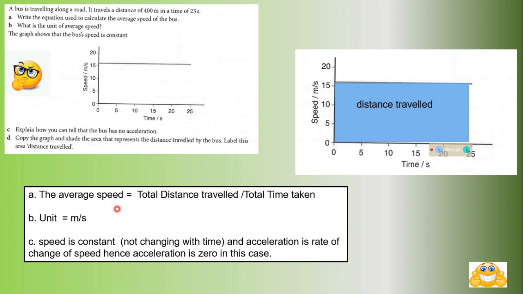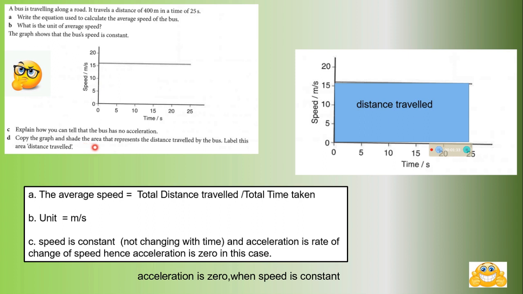So we know the average speed is equal to total distance traveled divided by total time taken. The unit of average speed is meter per second. Explain how you can tell that the bus has no acceleration if the speed time graph is given. So we can say that speed is constant, speed is not changing with time, and acceleration is the rate of change of speed, so acceleration is zero here.